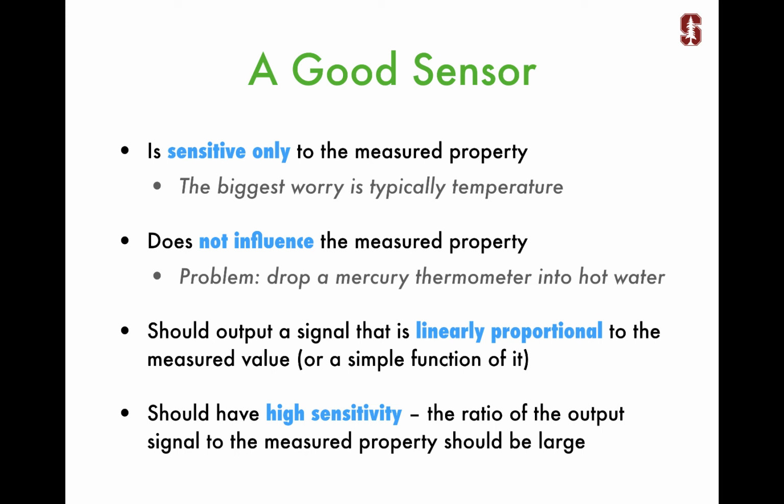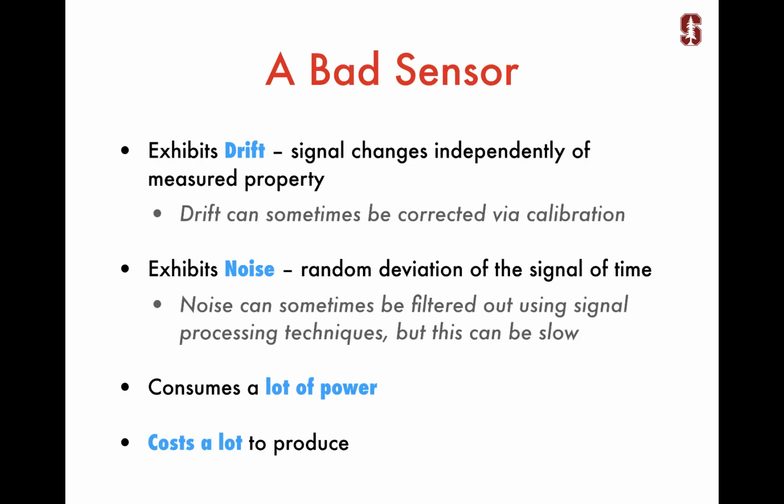Finally, a sensor should have good sensitivity. If the sensitivity is too low, it can be difficult to detect small changes in the property being measured. A bad sensor will often exhibit drift or noise. Drift occurs when the signal changes independently of the measured property. This can sometimes be fixed by calibrating the sensor. Noise is just random deviation in the signal.